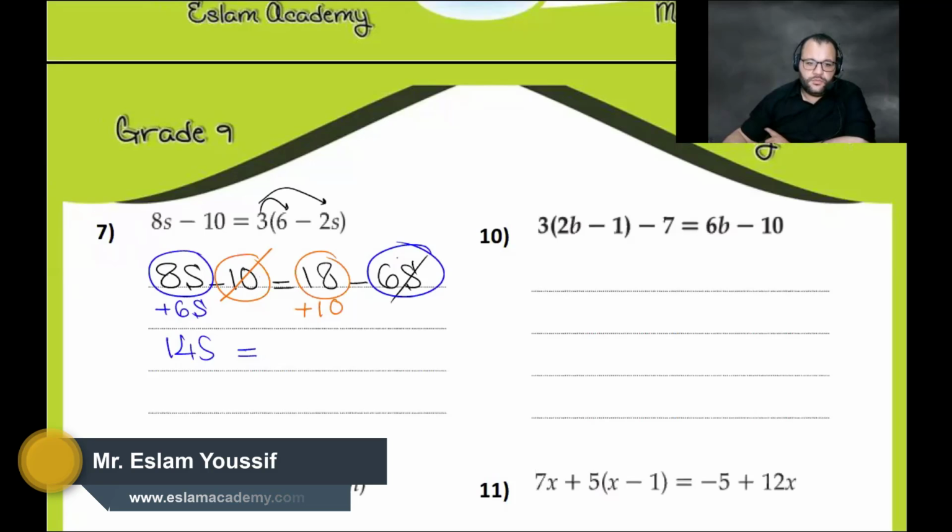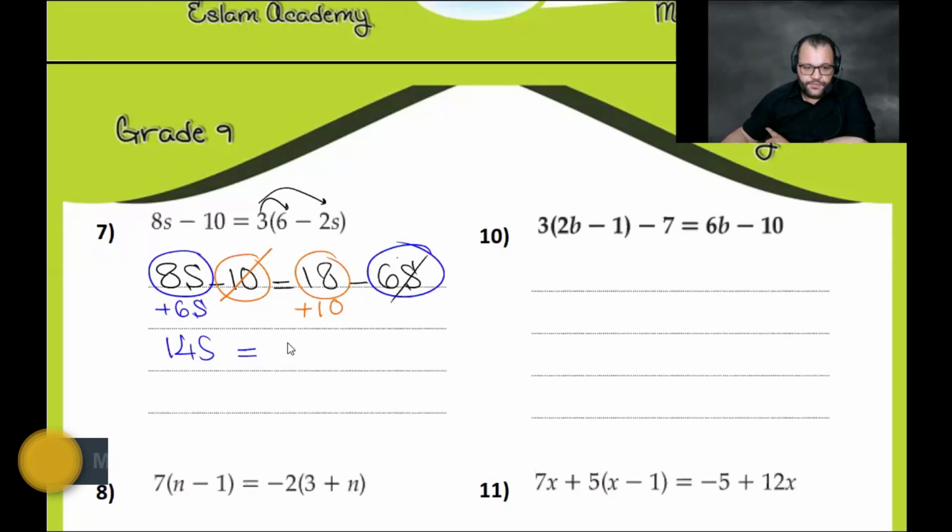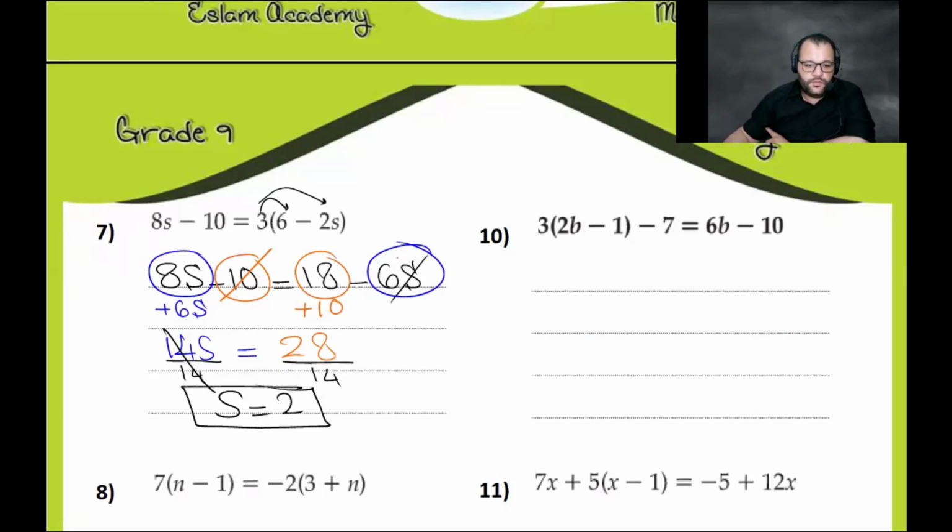Okay, so it would be plus 10. So it would be 28. Now divide by 14. So that would be 28 divided by 14. It means s is equal to 2.